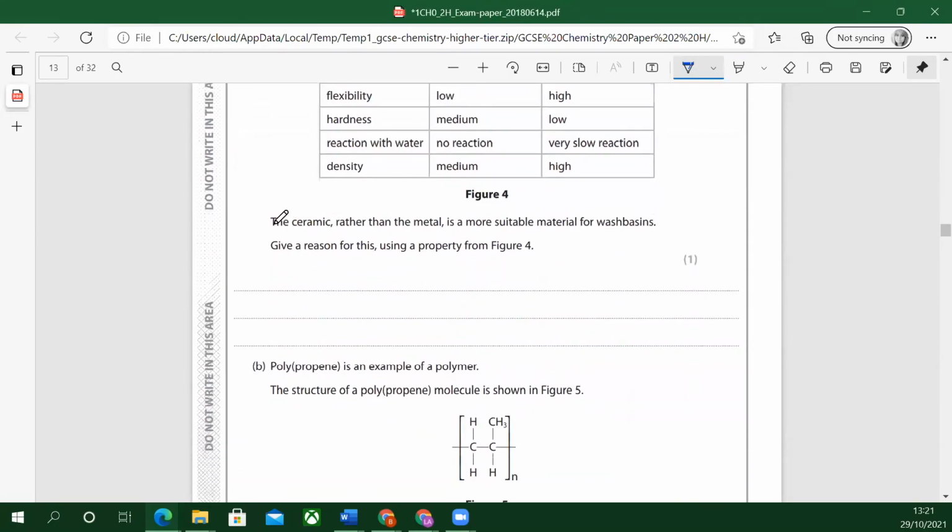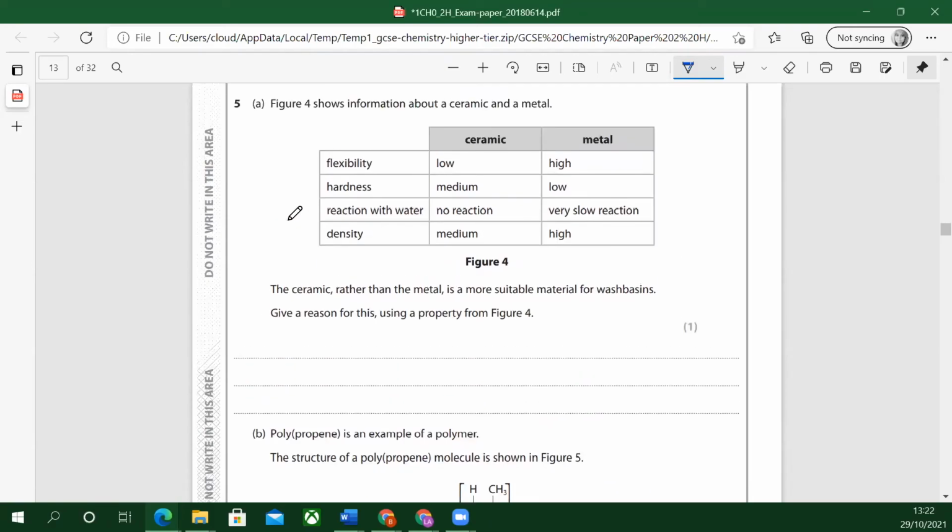The ceramic, rather than the metal, is the more suitable material for wash basins. Like sinks, because often they are ceramic, aren't they? Give a reason for this using a property from Figure 4. So you need to do one. Wash basins are applying water. So ceramic has no reaction with water.